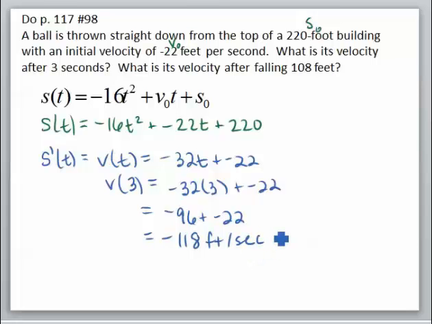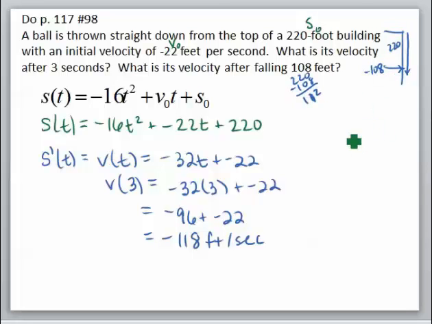The next part of this says, what is its velocity after falling 108 feet? So here's this building. It's 220 feet tall. The ball has now fallen 108 feet. So it's gone down 108 feet. Well, this position isn't 108 feet. It's 220 minus 108. It still would have another 112 feet to fall. 112 feet. I wrote 122 and I said 112.